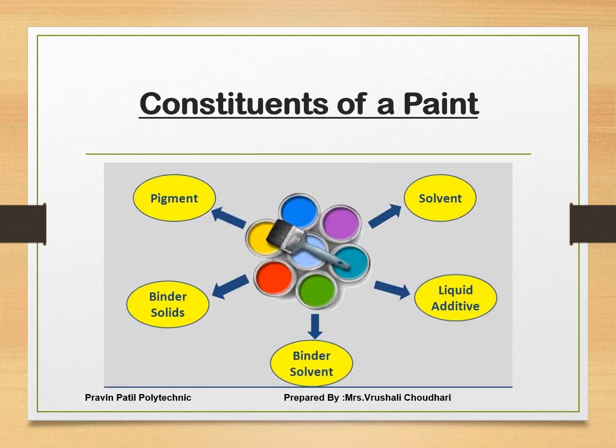The main constituents of paints are pigment, which gives you the color; binder solids, which give the volume; binder solvent, so that paint is easily dispersed everywhere; liquid additive, so it will form a film; and solvent, so paint can be sprayed properly and it will evaporate after applying, and a thick layer of the paint constituents forms on the surface.